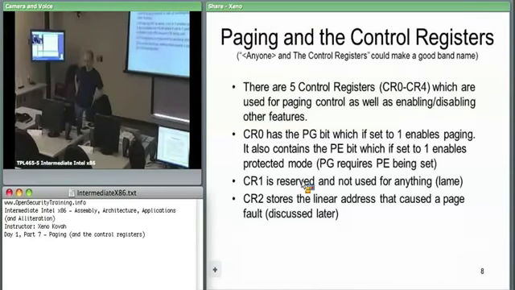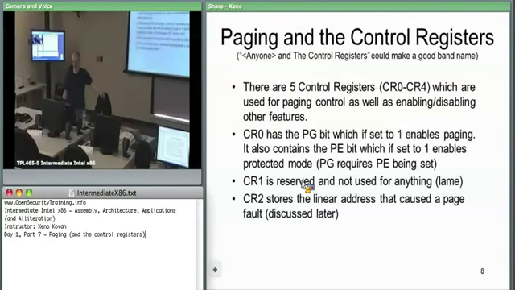CR0 has the PG bit, which, okay, yeah, I always get confused on that. When we saw that state diagram earlier, the PE bit turns on protected mode. The PG bit turns on paging. So you can actually have protected mode without paging, but typically they're going to go hand in hand. Just like you could potentially have paging without protected mode. Not sure if that actually works, but it may work.